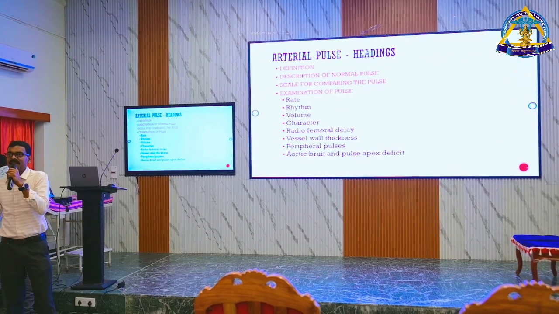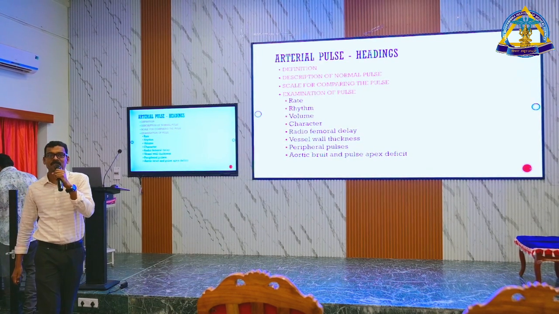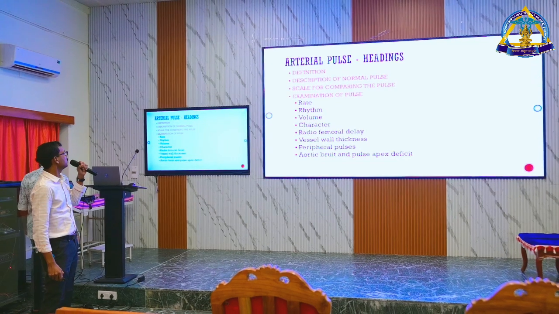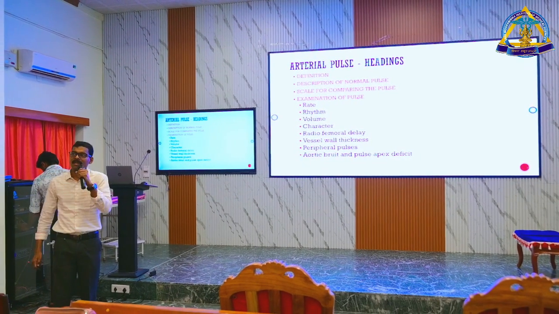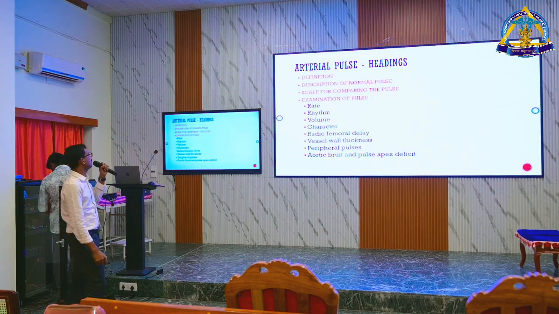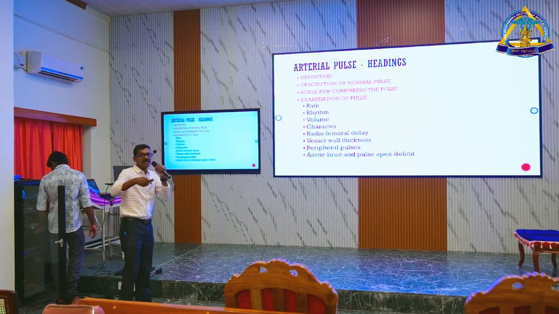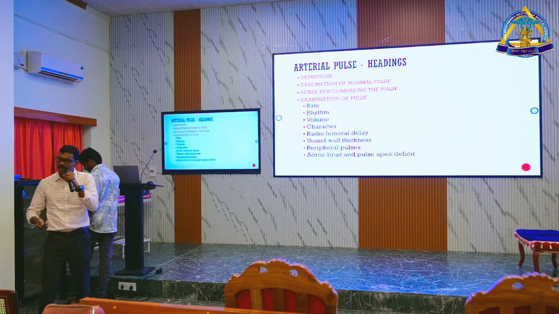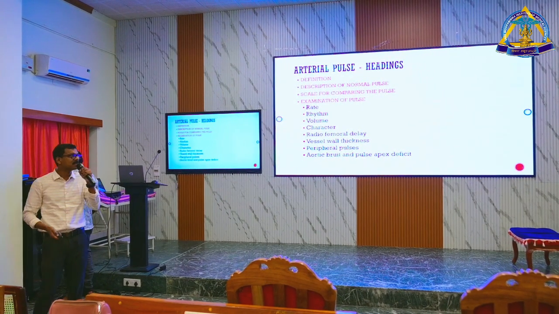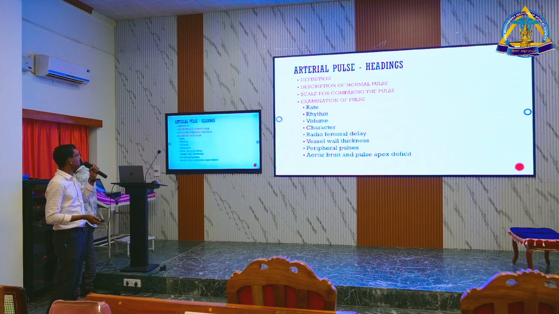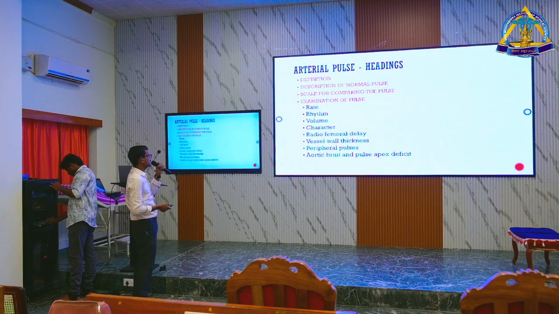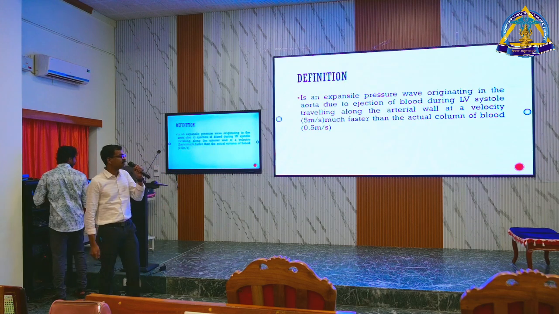We will see the arterial pulses in these sections. We will see the definition and then see how you describe a normal pulse, then scale for comparing the pulses, and then examination of the pulse under all the headings which you are familiar with. You are all into clinical medicine now, from third year, second year onwards. So rate, rhythm, volume, character, radiofemoral delay, vessel wall thickness, peripheral pulses, and blue ear pulse, apex deficit.